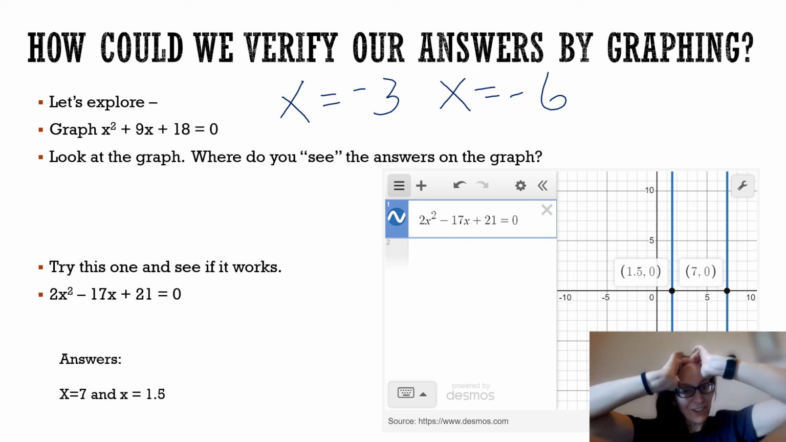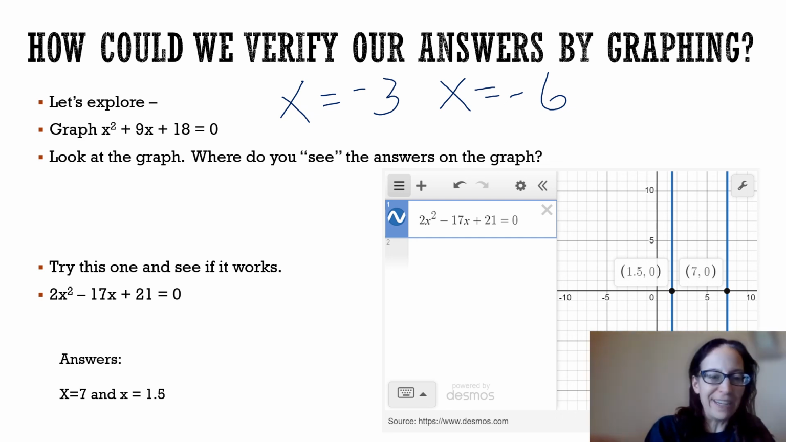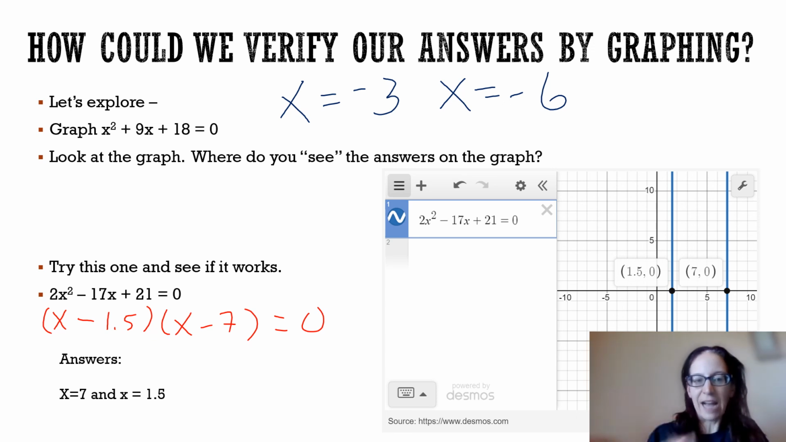Now, in a pinch, sometimes you can use that to figure out what the factors were. So you might be able to figure out that the factors might be x minus 1.5 and x minus 7, because that's what would give you those x-intercepts. And I hope you're also connecting this to an activity we did earlier where we realized that the factored form of a quadratic shows you the x-intercepts.